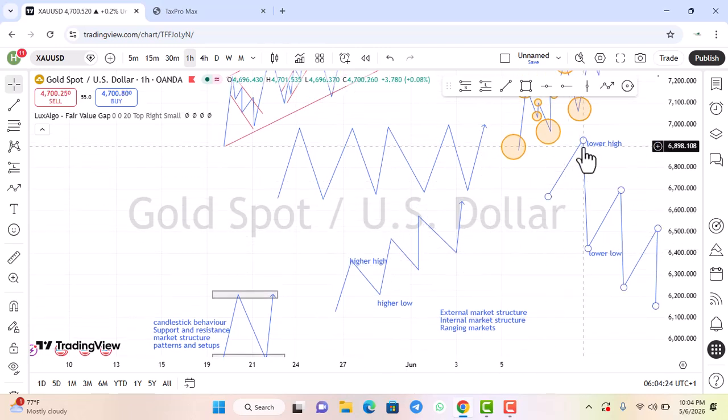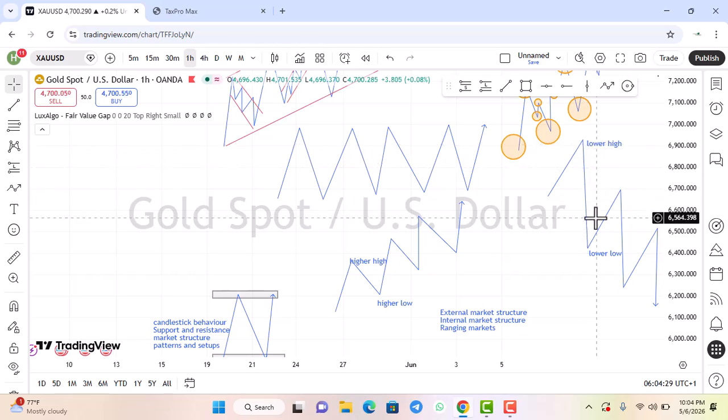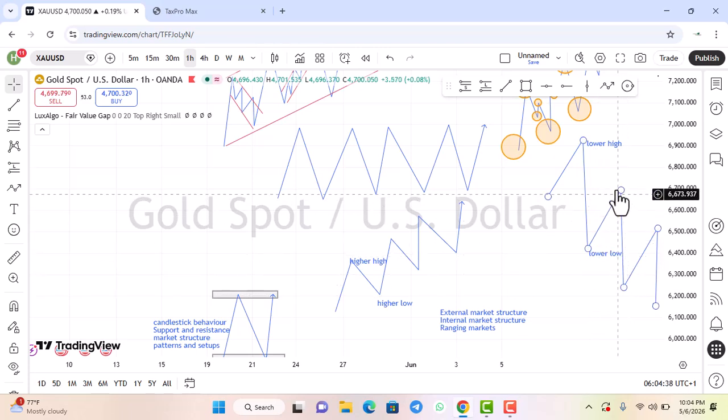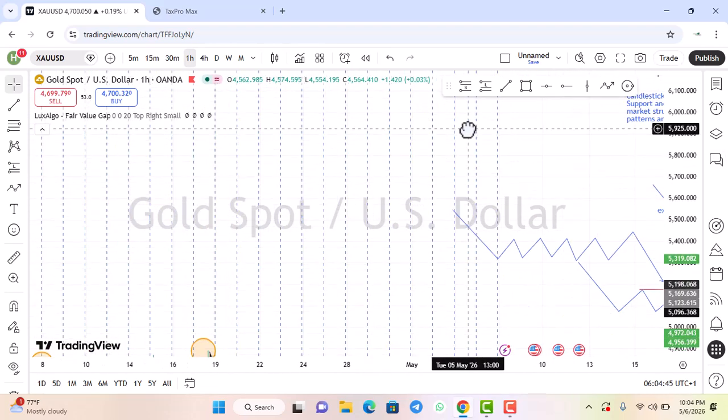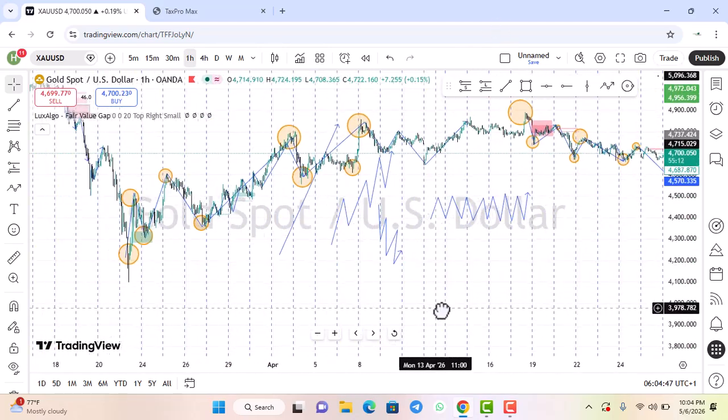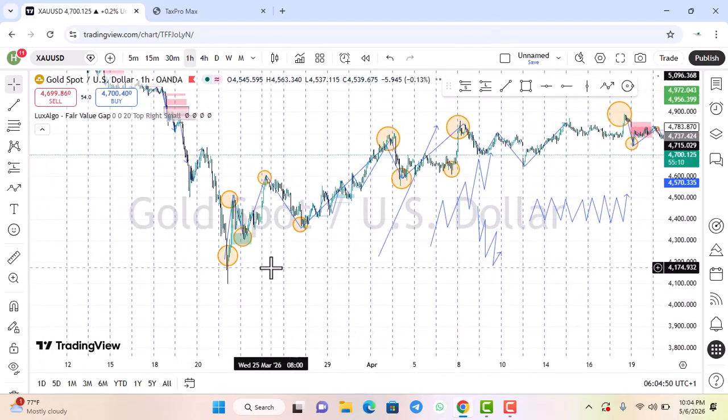And if the market creates a lower high here, before it continues to go down, it must create a lower low. And after that lower low, it will not be able to continue down until we have another lower high again, which is this point here. So let's go to the chart and let me show you. This tells you that we can have external higher highs, higher lows, and internal higher highs and higher lows.